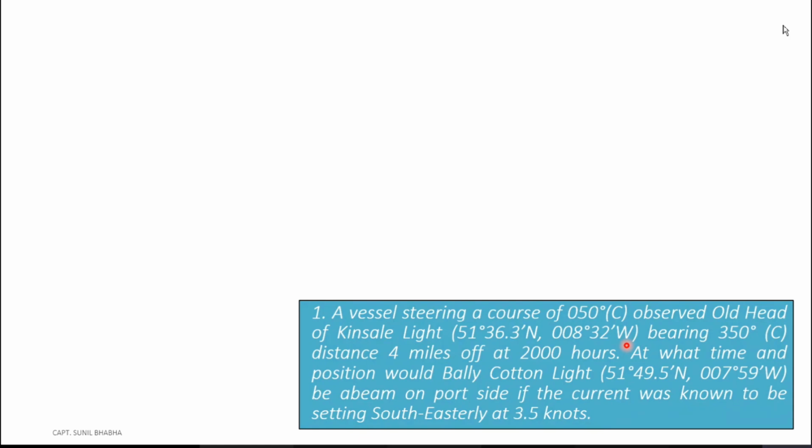So Old Head of Kinsale light is bearing 350 compass. The distance from the light is 4 miles, and this was at 2000 hours. So basically, they have given us a position or a fix at 2000 hours. This information which is provided to us here is enough to plot or find out the 2000 hours fix.